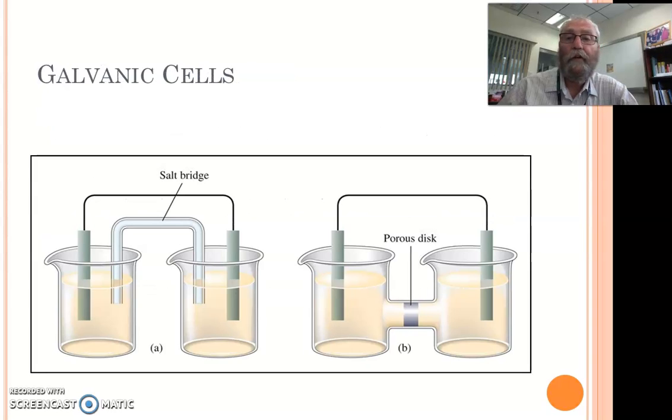So here is an example of two models. You have two different beakers with a salt bridge in the middle, or you have two different beakers with a porous disc in the middle. The point is that there has to be a complete circuit. If you take the salt bridge out, the reaction stops, because as soon as the salt bridge comes out, ions build up in each of the beakers, and so therefore the reaction cannot proceed.